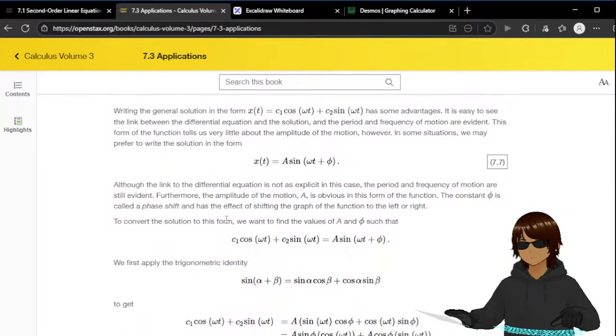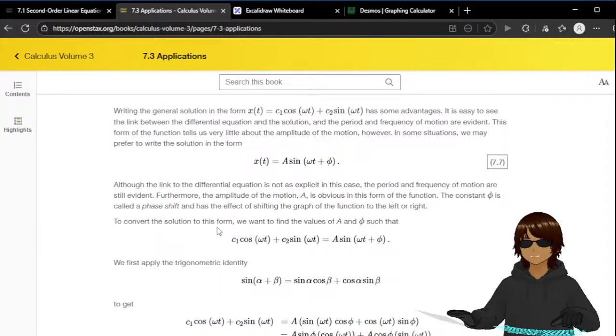Writing the general solution in this form has some advantages. It is easy to see the link between the differential equation and the solution, and the period and the frequency of motion are evident. This form of the function tells us very little about the amplitude of the motion. However, in some situations, we may prefer to write the solution in the form A sine omega t plus phi. Although the link to the differential equation is not explicit in this case, the period and frequency of motion are still evident. Furthermore, the amplitude of the motion A is obvious in this form of the function. Constant phi is called a phase shift and has the effect of shifting the graph of the function to the left or right.